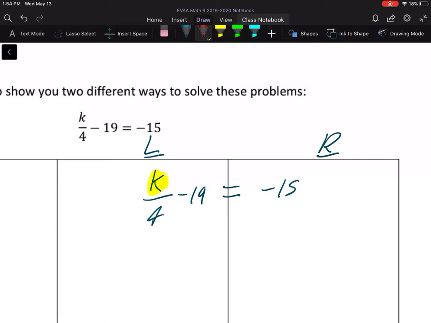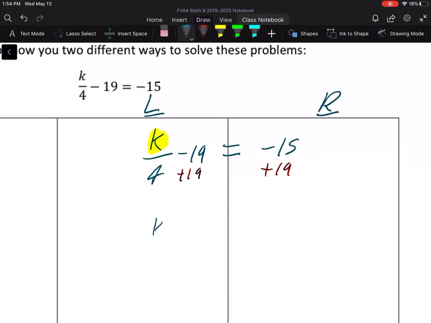Since it's minus 19 and I want to cancel it out, I'm going to add 19 on both sides. I'm doing the opposite operation because I want negative 19 plus positive 19 to equal 0, which it does, right? So I end up with k over 4 plus 0. And again, this is an extra step you don't have to do, but I really want to show you that, guys. And then this gives me 4. Negative 15 plus 19 is 4.